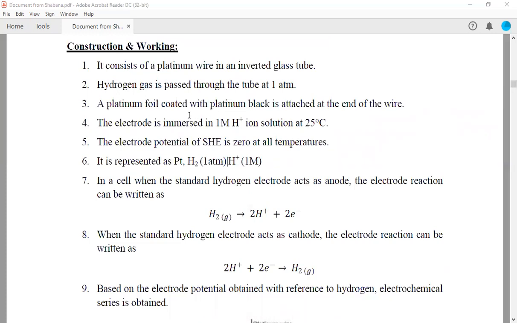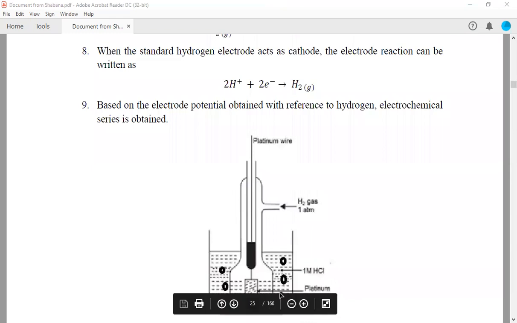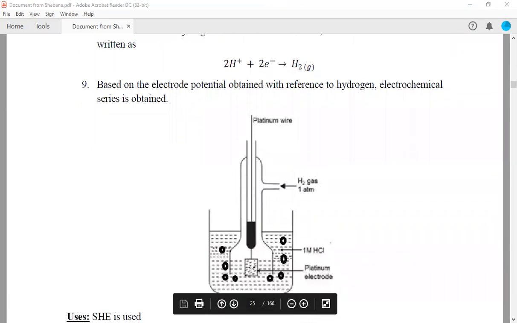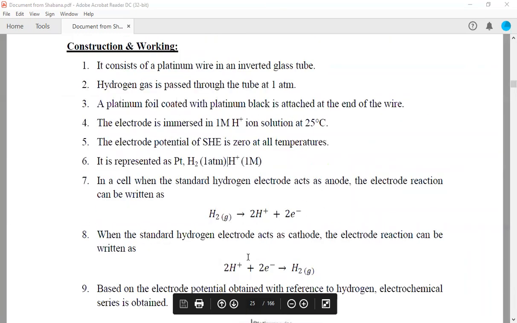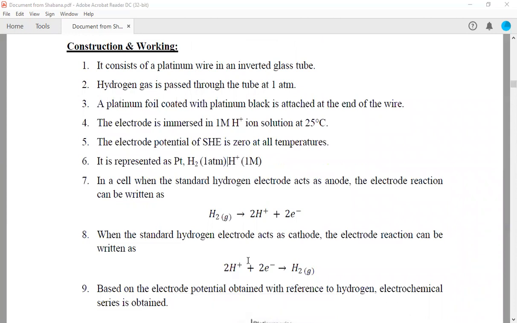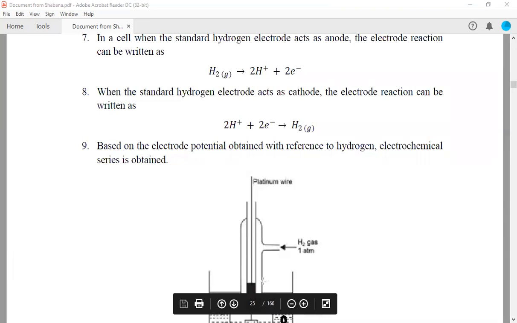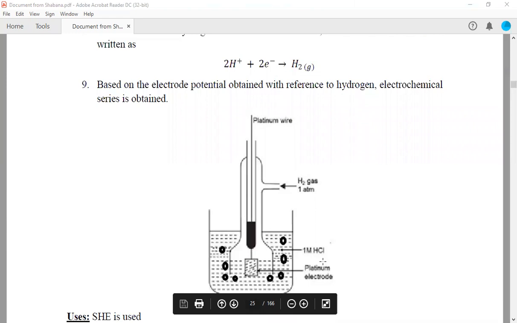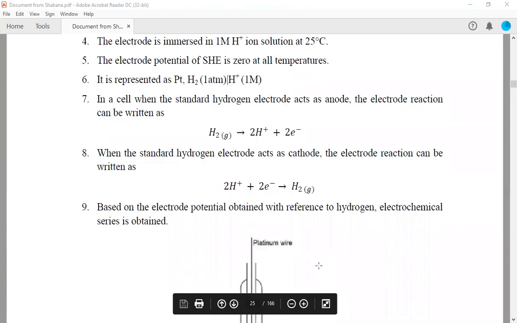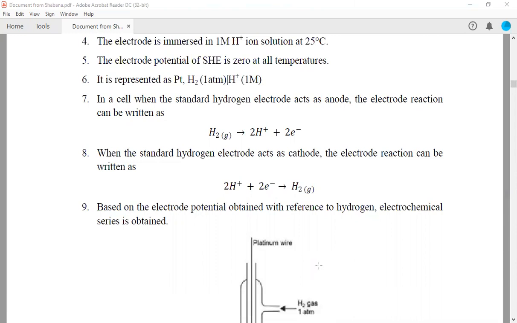A platinum foil coated with platinum black is attached at one end of the wire. See here, this is a platinum electrode, fixed with a platinum foil which is coated with platinum black. This whole electrode is immersed in 1 molar HCl solution, that is, in an acidic medium. The reaction is performed maintaining a temperature of about 25 degrees centigrade.